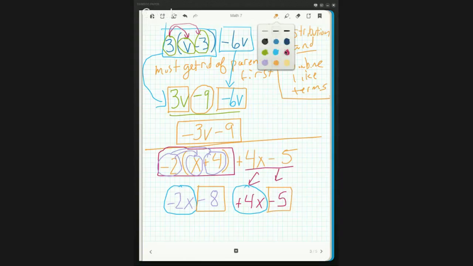So our answer: -2x and +4x is 2x. Start with -2, and we add back 2 of them to get to 0. And then you have 2x more. -8 plus -5 is -13. And there is your answer.